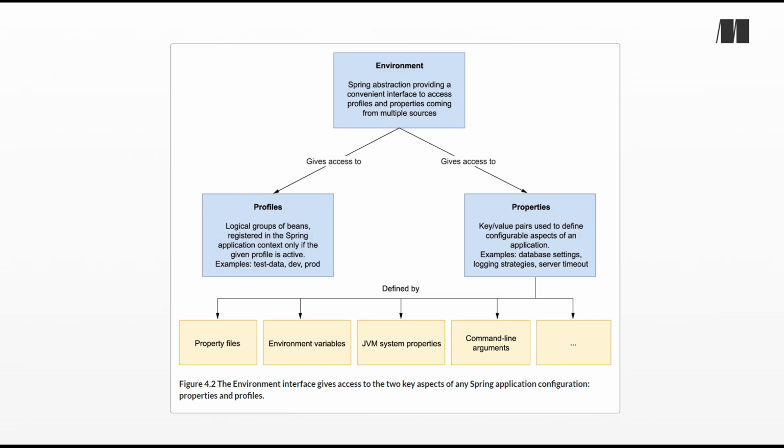Spring provides you with a convenient environment abstraction that gives you access to any configuration data, no matter its source. The two key aspects of a Spring application environment are properties and profiles. You have already worked with properties in the previous chapter. Profiles are a tool for labeling logical groups of beans or configuration data that should be loaded at runtime only if a given profile is enabled. Figure 4.2 shows the main aspects of a Spring application environment. Figure 4.2. The environment interface gives access to the two key aspects of any Spring application configuration: properties and profiles.